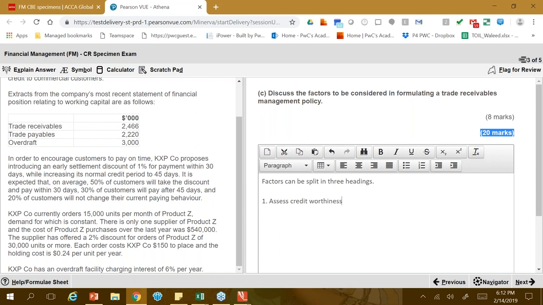Assess the creditworthiness. Now, I need your help with this answer because I can't write this answer all alone. I need some input from you to make it more exciting. So can you give me some points here on how you would assess a customer's creditworthiness? So write some points there for me. How would you assess a customer's creditworthiness?